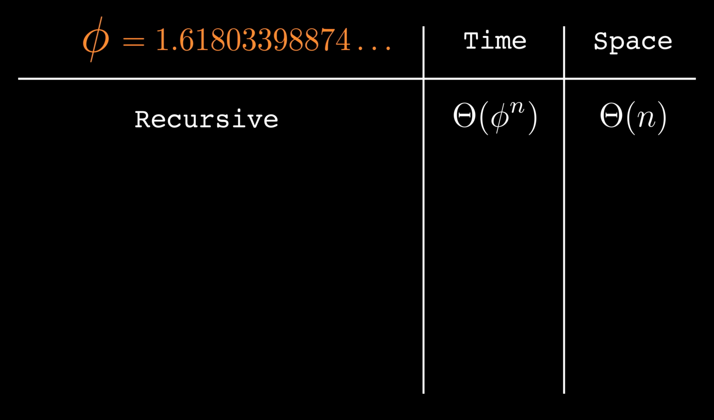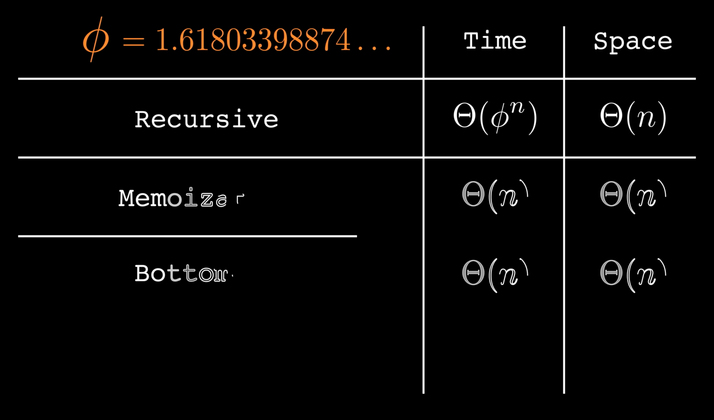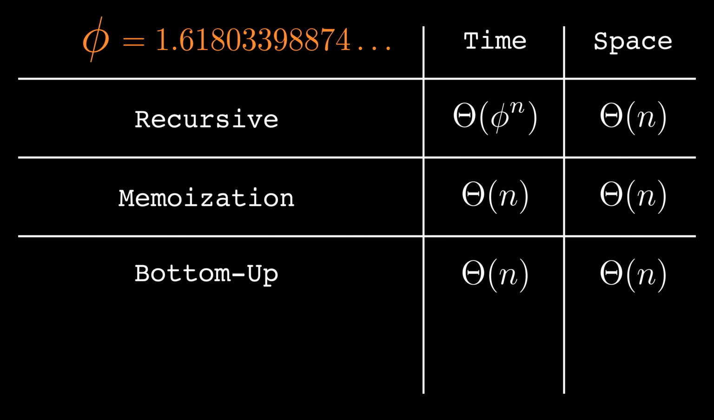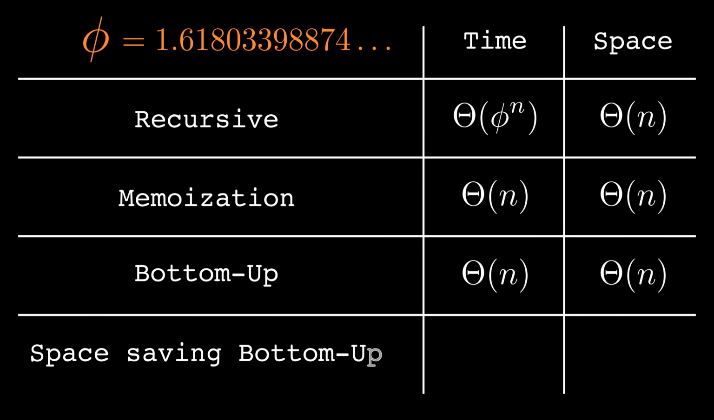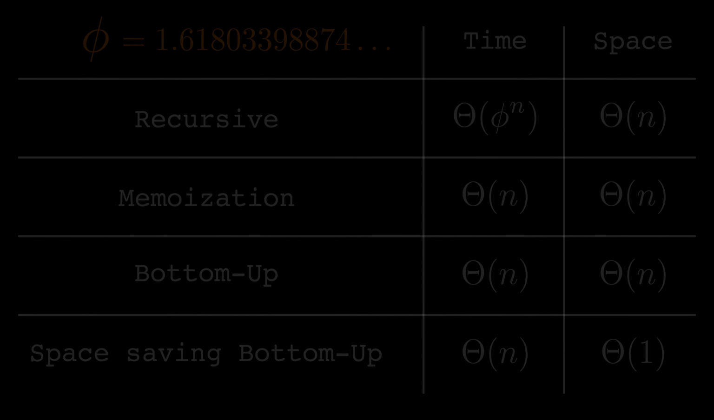Compared to the recursive implementation, the memoized and the bottom-up approaches for calculating the Fibonacci numbers have a linear time and space complexity. Whenever you are only interested in one Fibonacci number and you have to save memory, then you can use the space-saving bottom-up approach, which has also a linear time complexity, but a constant space complexity. I don't want to prove these cases here now, but I want to present some numerical results to show you how inefficient the running time of the first recursive implementation is.